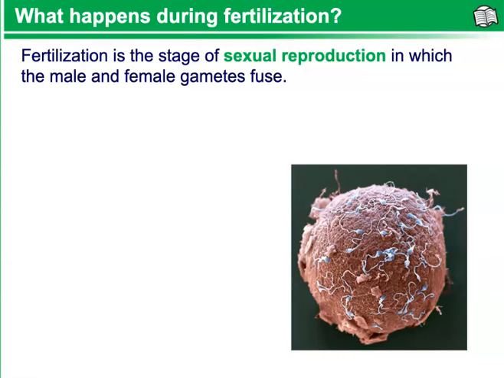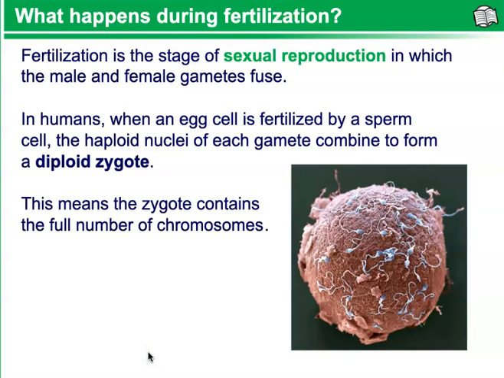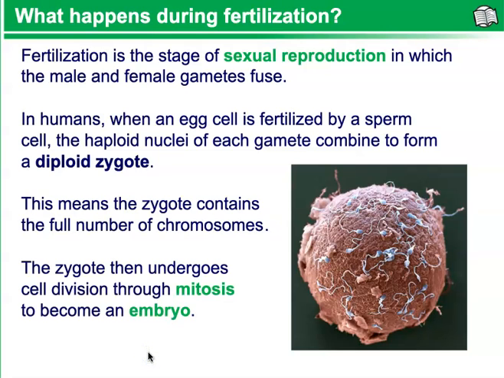What happens during fertilization? Fertilization is the stage of sexual reproduction in which the male and female gametes fuse. In humans, when an egg cell is fertilized by a sperm cell, the haploid nuclei of each gamete combine to form a diploid zygote. This means the zygote contains the full number of chromosomes. The zygote then undergoes cell division through mitosis to become an embryo.